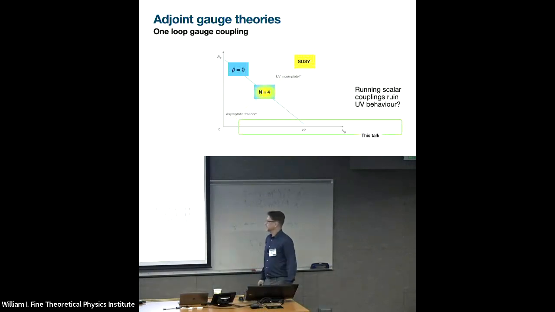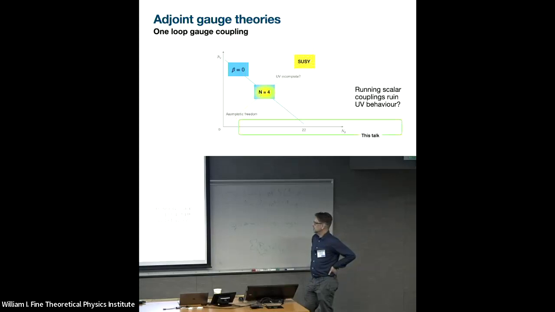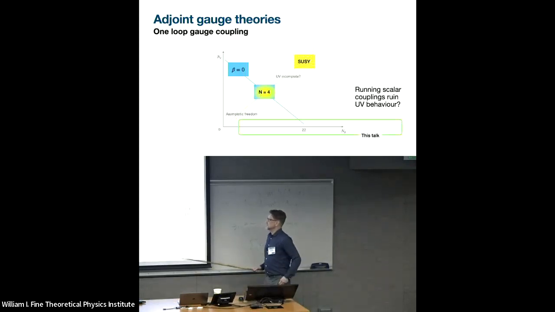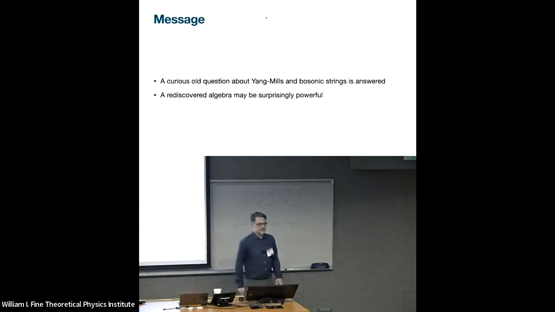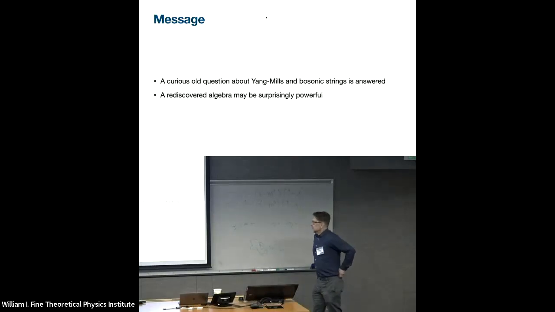Now, focusing on this part will get us into the problem of not just looking at the gauge couplings, but also scalar couplings, interactions of scalars. What can that do to the properties of the theories? So why do I want to look at this? No fermions.